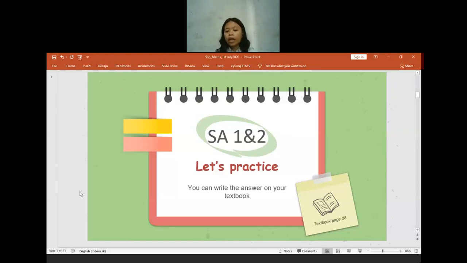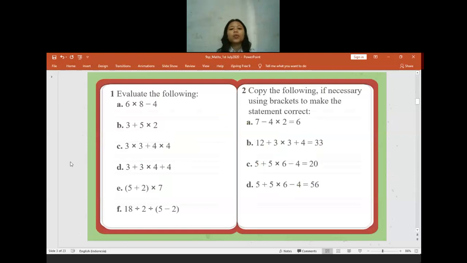If you already have the textbook with you, kindly open the textbook to page 28. I'm going to discuss student assessment 2 and 3. Sorry, this was a wrong typing. It's supposed to be student assessment 2 and 3. We are going to discuss it. Your textbook, page 28. Already opened your textbook? Okay, we are going to discuss starting from question 1.